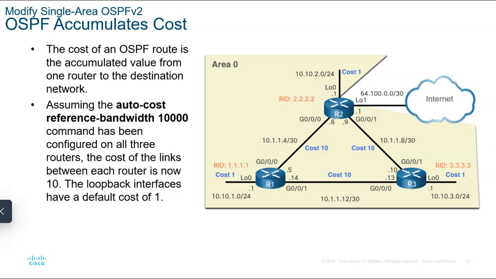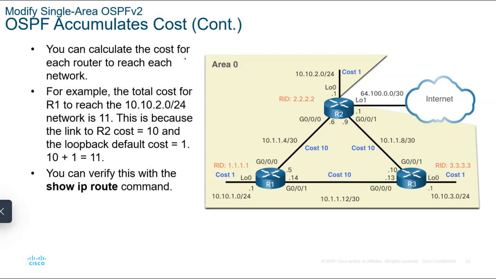So here we have OSPF accumulated cost. The cost of an OSPF route is the accumulated value from one router to the destination router, assuming the auto-cost reference-bandwidth 10000 command has been configured on all the routers. Then the cost of the link between each router is now 10. The loopback interface has a default cost of 1. So here we have 1, and the links in between have 10 and 10. The loopback interfaces have 1.